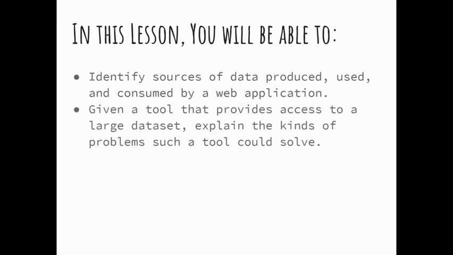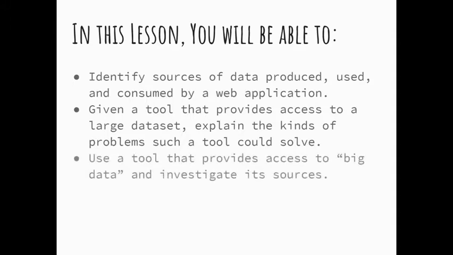Next, given a particular tool that gives access to a large data set, for example, population data, the number of people with COVID, we're going to learn how to explain the kinds of problems that such a particular tool could solve. Then we are going to use the tool that provides access to some kind of big data, and we're going to look at the sources of that data that makes the image that we see.